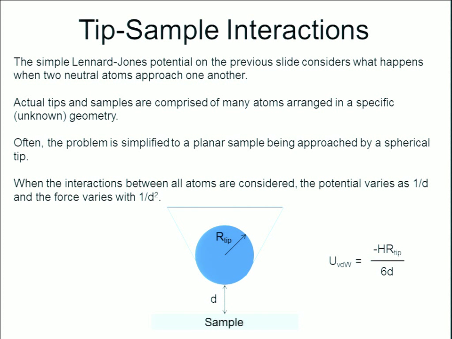It's a pretty good model, but of course actual tips and samples are not composed of single atoms. They have atoms arranged in some unknown geometry oftentimes, and we are simplifying the problem here. Another thing to point out is that when all the interactions between all the atoms are considered, the potential is going to vary even more, and the force will vary. So actually distance becomes a more critical factor here.